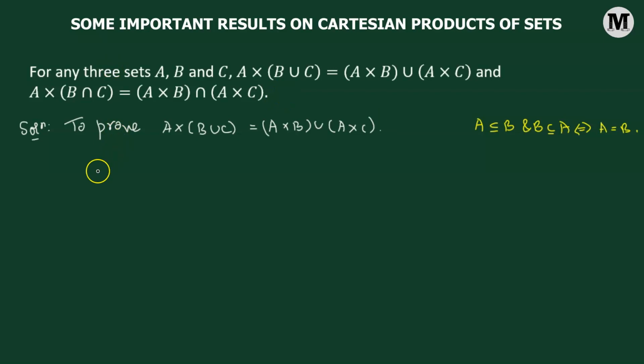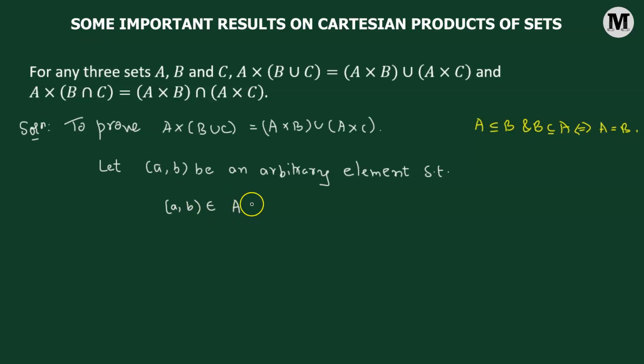So first, we will try to consider an element. And this element is going to be an ordered pair. So let A comma B be an arbitrary element such that we have the ordered pair A comma B belonging to the Cartesian product of A and B union C. Now this statement simply means that the first element of the ordered pair A must belong to the first set, which is A in our case, and the second element of the ordered pair, which is B, is going to belong to the second set in the Cartesian product, which is B union C.